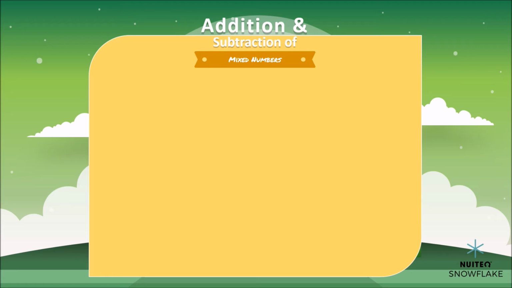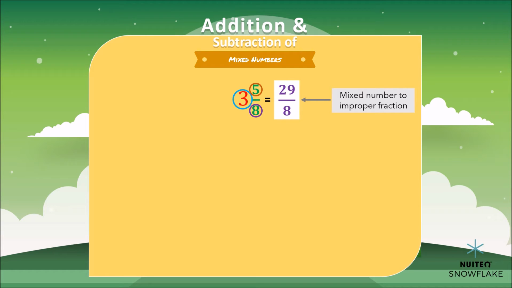Now, keep in mind that we can also add and subtract mixed numbers with like denominators. Remember that a mixed number is a whole number and a proper fraction represented together. To convert a mixed fraction to an improper fraction, just follow these steps. First, multiply the whole number part by the fraction's denominator. Then add that to the numerator. And then write the result on top of the denominator. So, 3 times 8 plus 5 is equal to 29. 29 is the numerator, and the denominator is 8, 29/8.